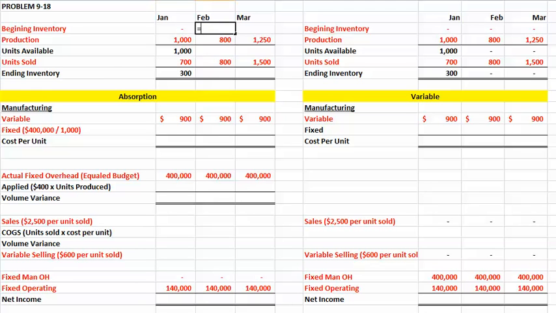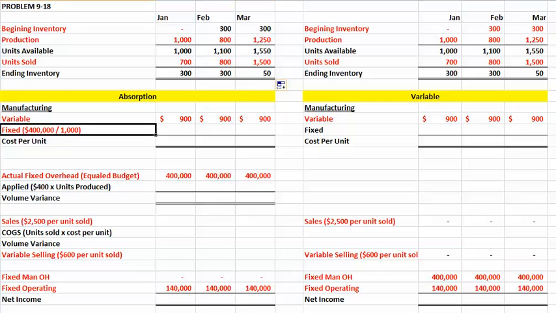Our beginning inventory for February is our ending for January, so we've got 800 plus 300, 1,100. 1,100 minus 800 sold gives us ending inventory of 300, and again we'll just pick that up for our beginning March. We have units available in March of 1,550, and our ending inventory is 50 units. Let's go ahead now and look at some of the other information we have.